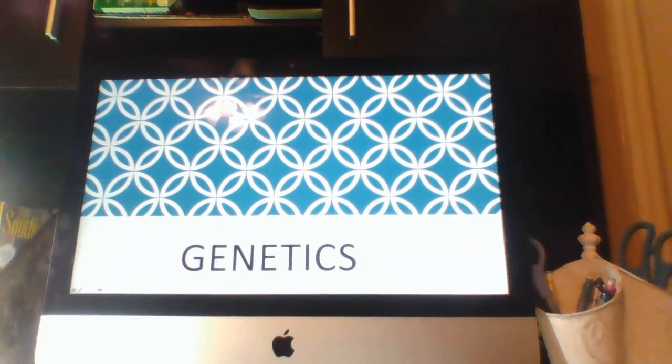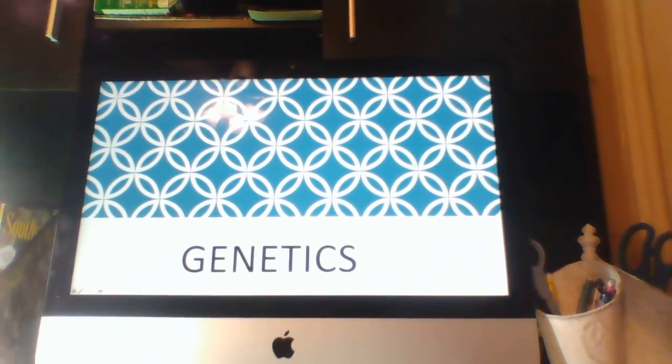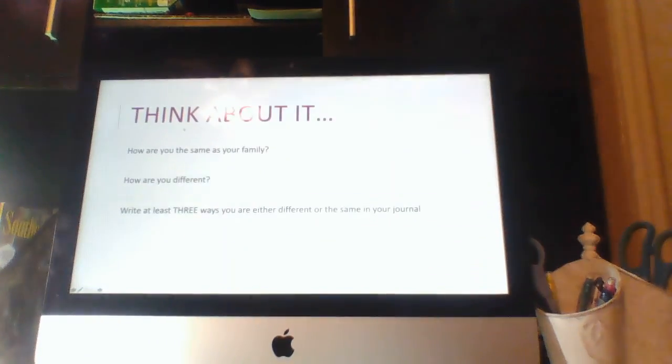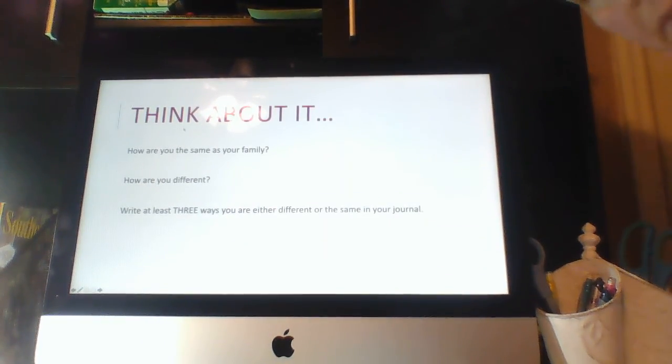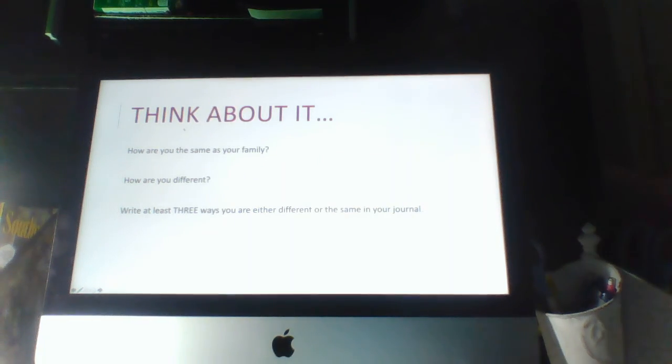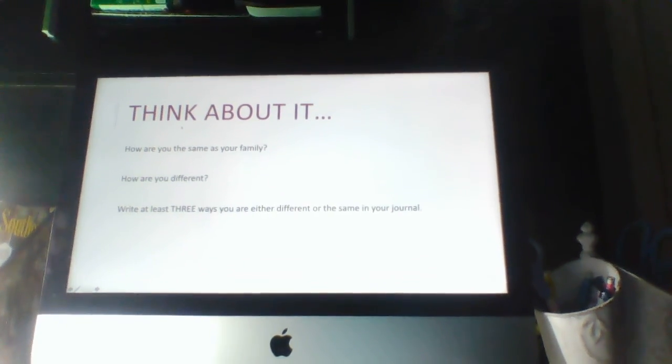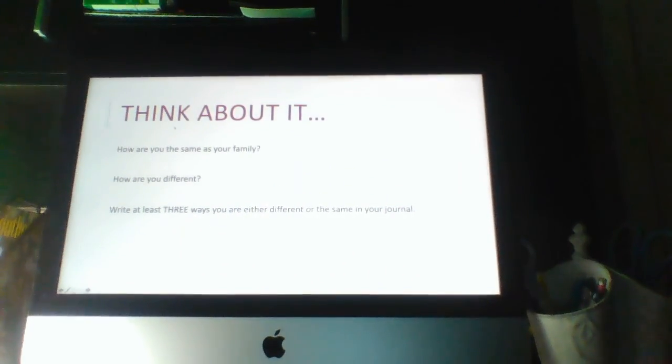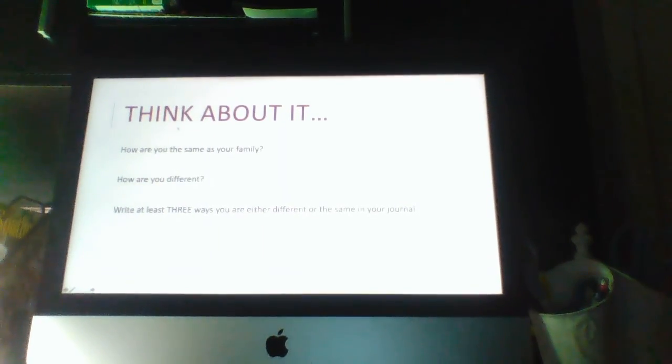Today we're going to talk about genetics and what genetics is. So let's just think about it. How are you the same as your family? Do you have the same nose as someone in your family, or the same hair color, and how are you different? Maybe you're shorter than some of your family members or taller. So what I want you to do is think of at least 3 ways that you are either different or the same. And keep thinking about those as we go along through our PowerPoint.